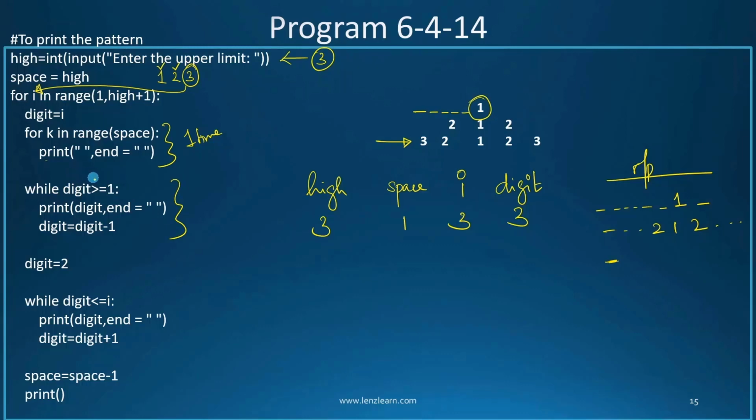Now there you see, digit is greater than 1. It is true, because right now the value of digit is 3. Now it will print the digit. So 3 will be printed. Now digit value will be decremented by 1. So the value of digit will become 2.